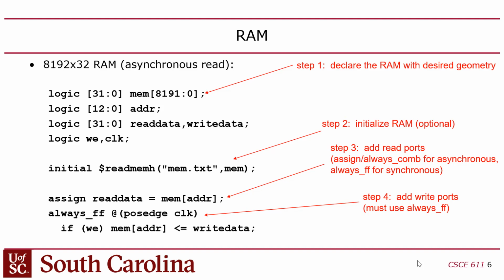Okay. Then now we have an assign and an always. So here's an example where we're combining an assign and always. The assign just says read data is mem at address. And the always is active on the positive edge of the clock, and it checks if write enable is asserted, and if so, it puts write data into mem at address. So what's happening here?